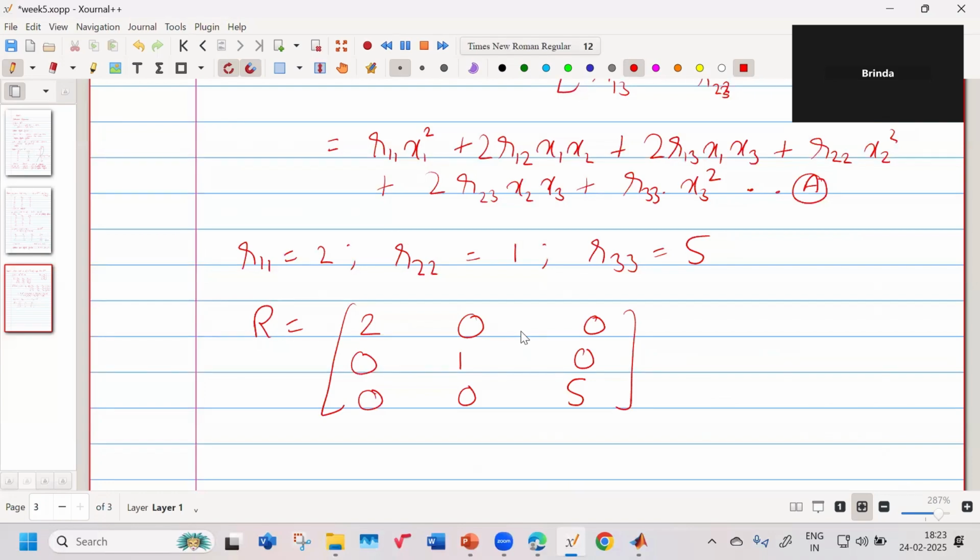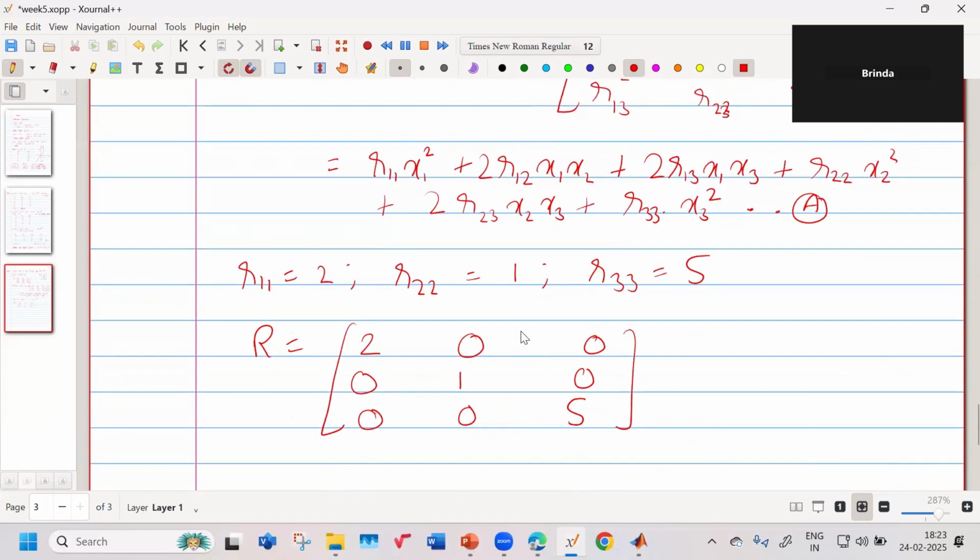Now this is the R matrix, and if you cross multiply, you will again get this expression. So now we have to check whether it is positive definite or not. So let us say, is it positive definite? How will we find if it is positive definite or not? Any suggestions?